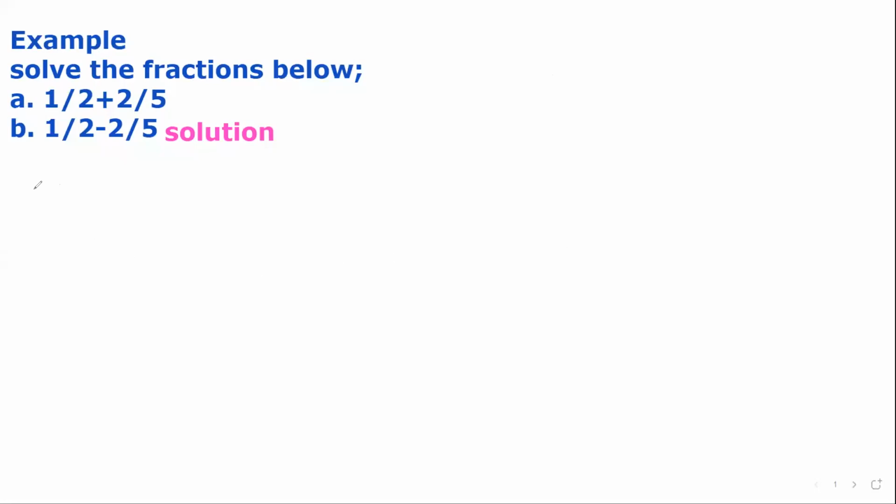Now looking at this one here, we have 1 over 2 plus 2 over 5. These two fractions here are unlike fractions because the denominators are not the same. The denominators are 2 and 5. They are not the same. So these kinds of fractions here are unlike fractions.